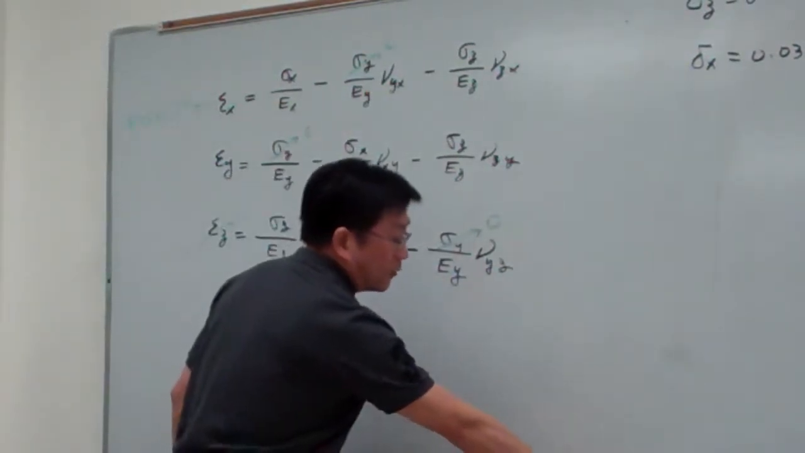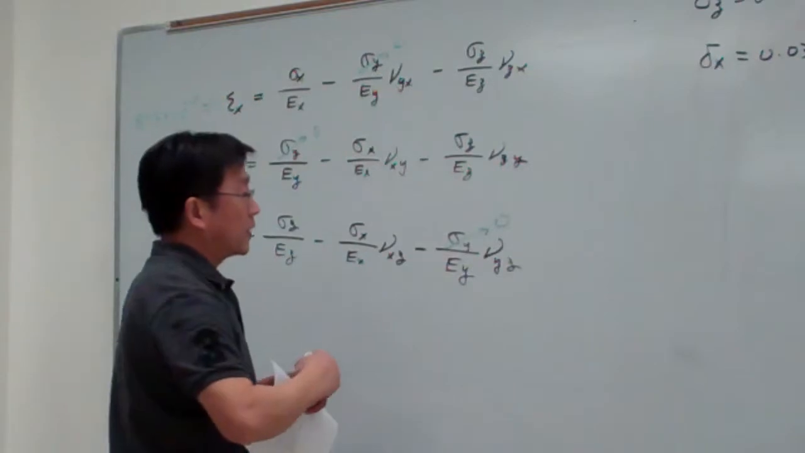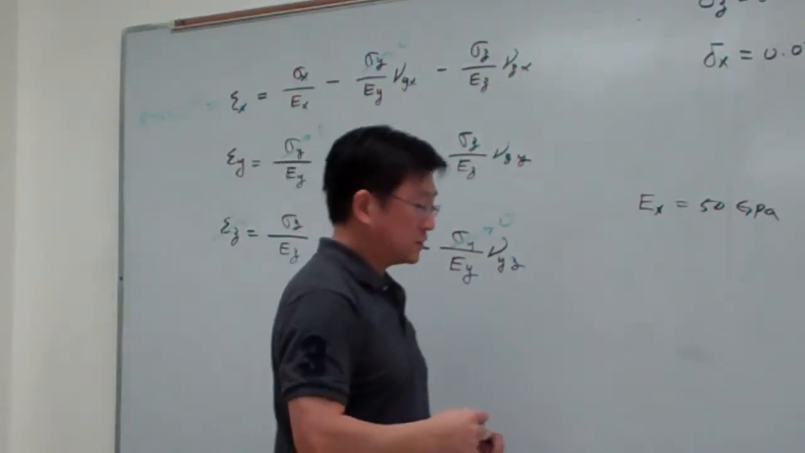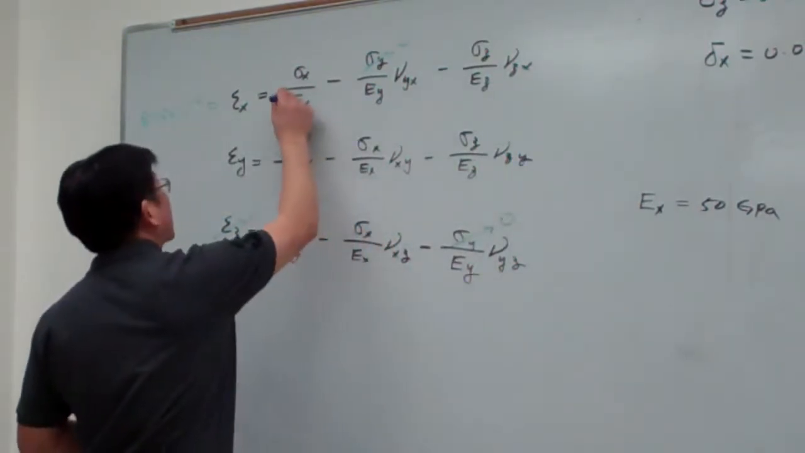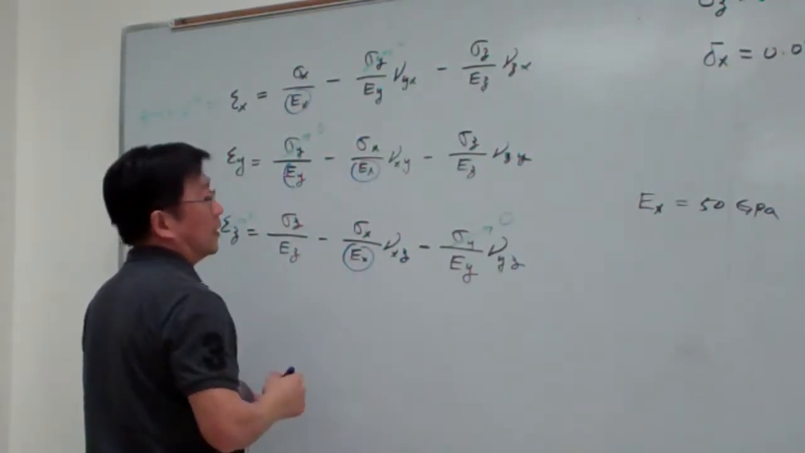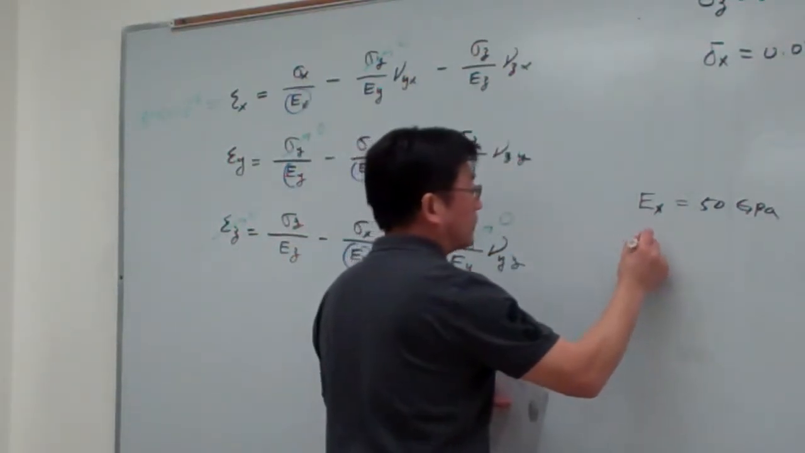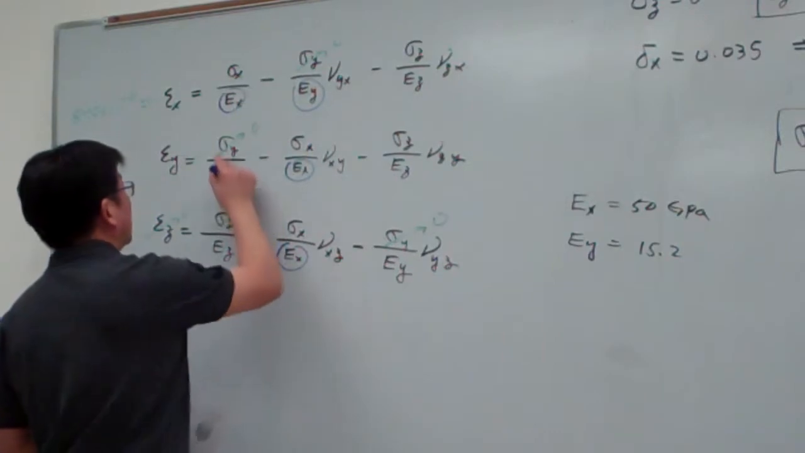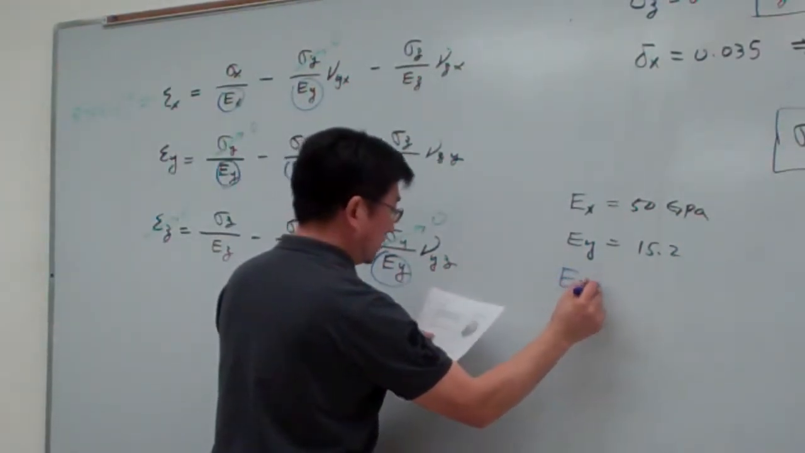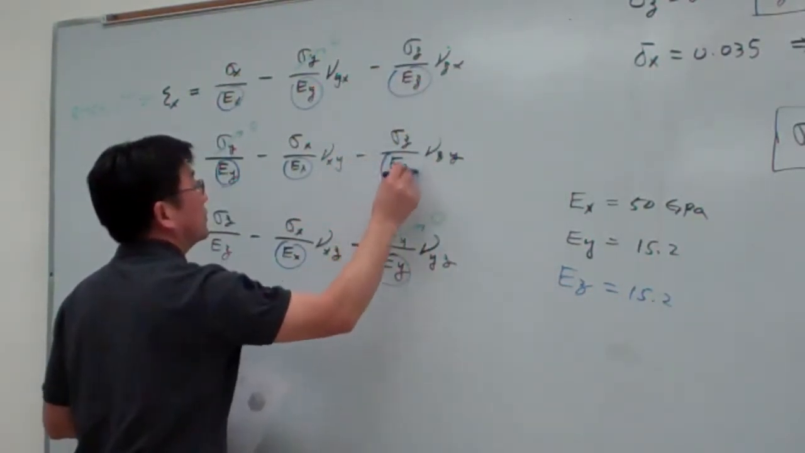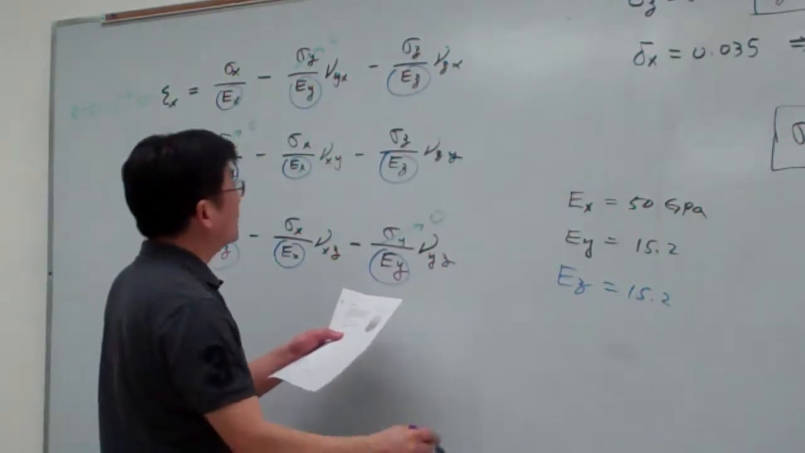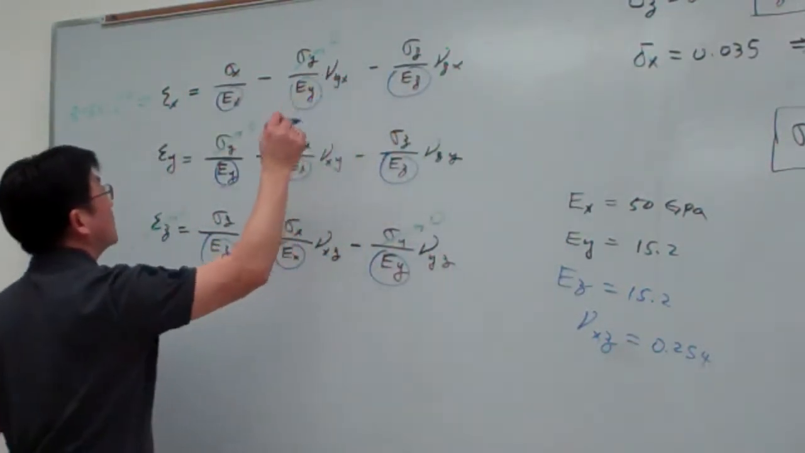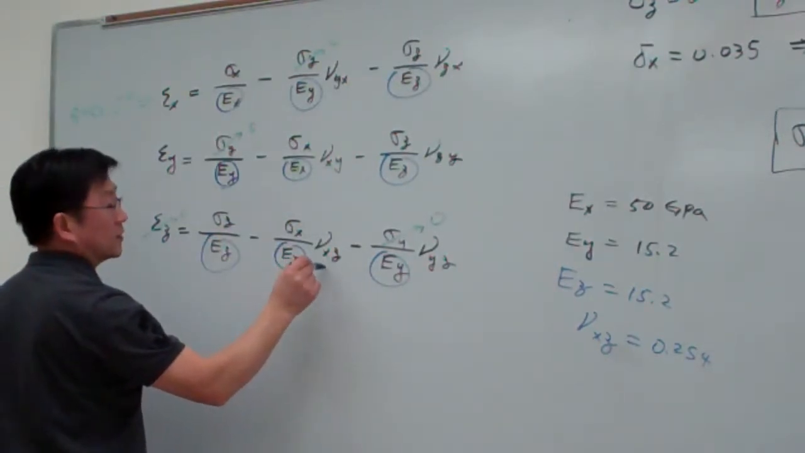Now we look at the parameters. We are given Ex equal to 50 GPa. So let me circle the information we have. We have Ex here. And then we have Ey. Ey is 15.2, so Ey is given. And here we are given Ez equal to 15.2. And now we are given the XZ, this one is 0.254, the Poisson's ratio XZ. So where is XZ? This one here, right? So we have this one.